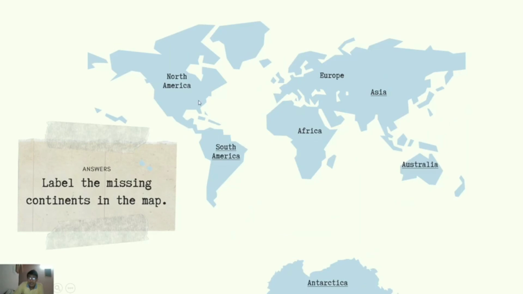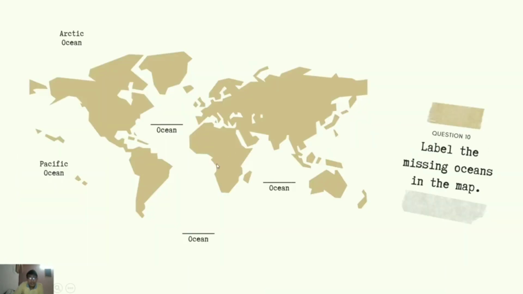Here you can see the correct labeling: South America, Asia, Australia and Antarctica. Next question, label the missing oceans in the map. The Arctic Ocean is labeled over here, and Pacific Ocean is also labeled. Three oceans are left now to be labeled.